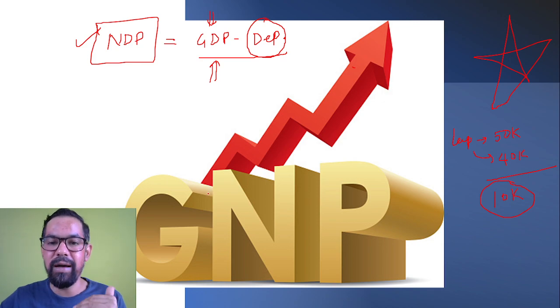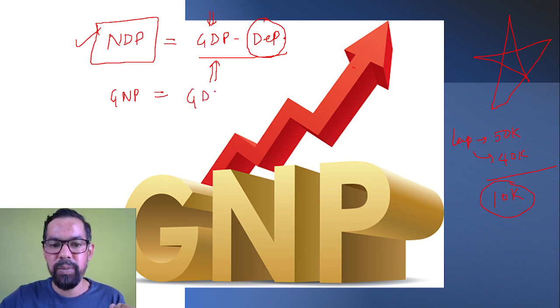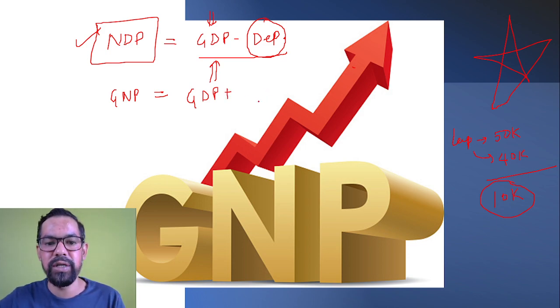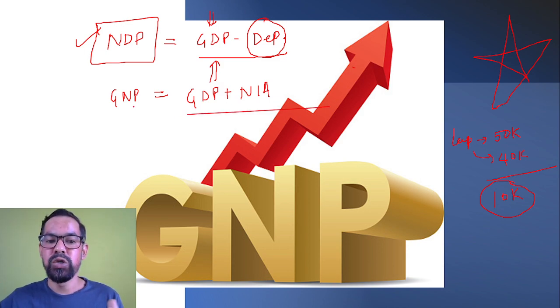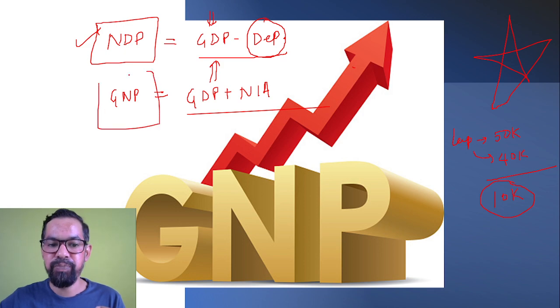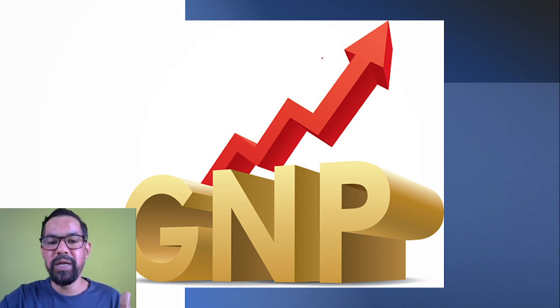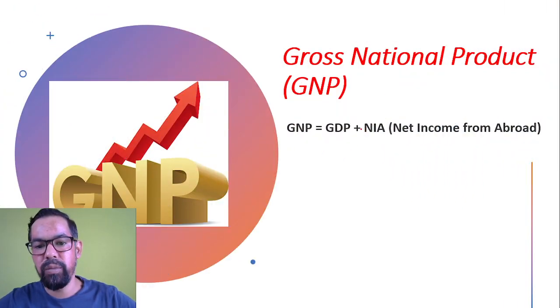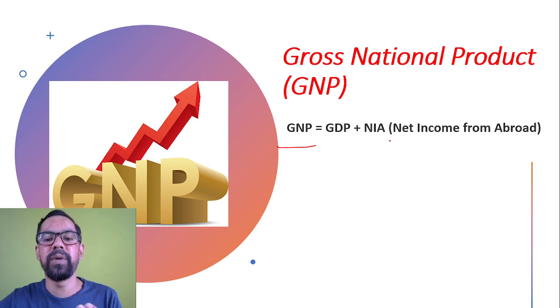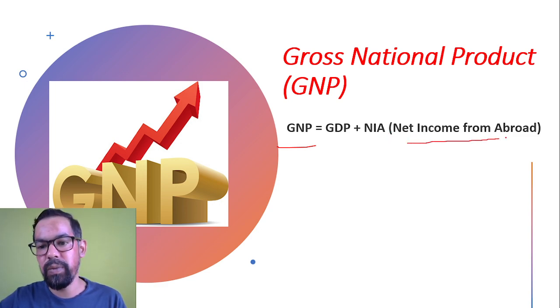Now next one you have GNP. Similarly, if you talk about GNP, gross national product, here we have some adjustment to GDP, plus or minus, usually plus in case of India, NIA, net income from abroad. So GNP equals GDP plus NIA. I'll give you cases as well. NIA is net income from abroad, X minus M. It is also denoted as X minus M.